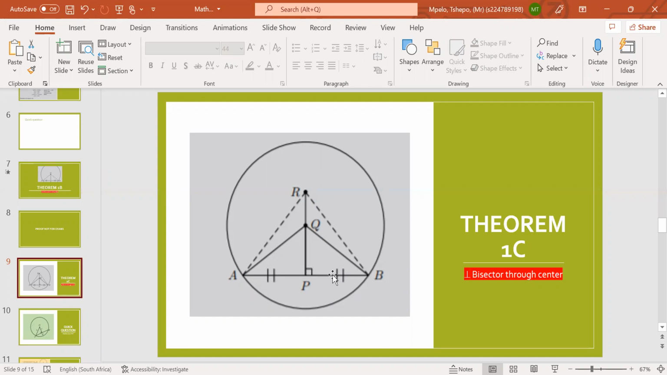Okay, no problem. Then I give, like grade 11, and now we conclude, the conclusion that you can make. Therefore, the line is from center.